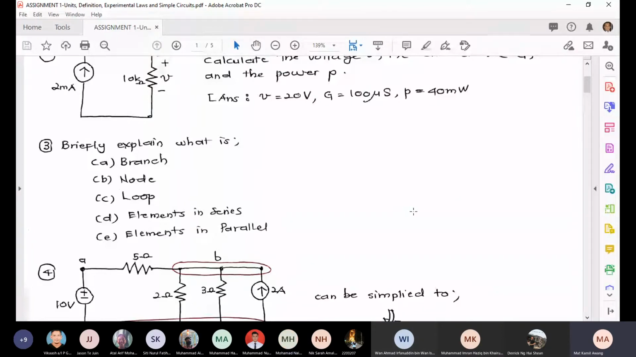So elements in parallel, basically when the terminals of two elements are connected to each other, and the current flowing is divided between those two elements.